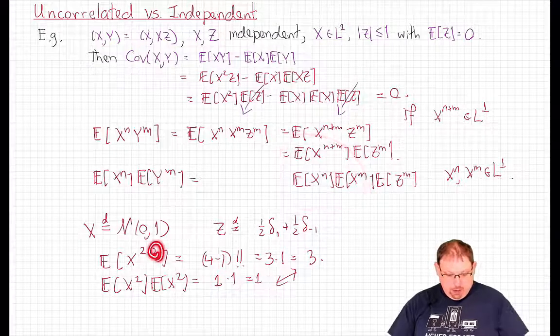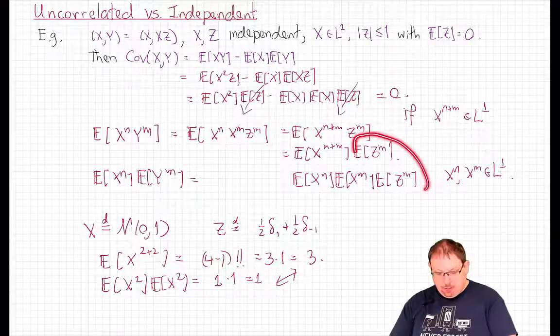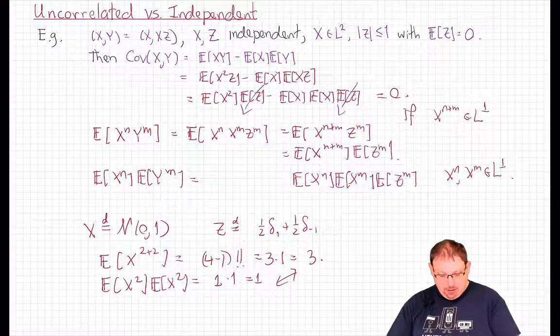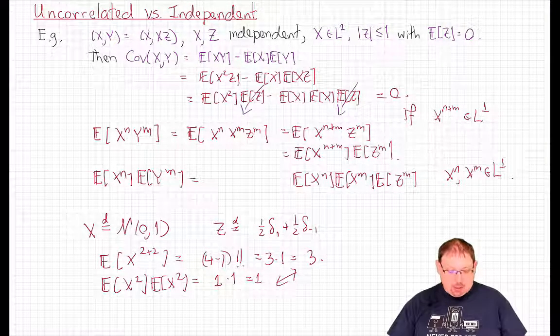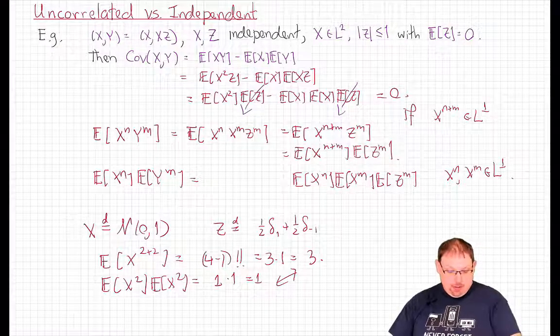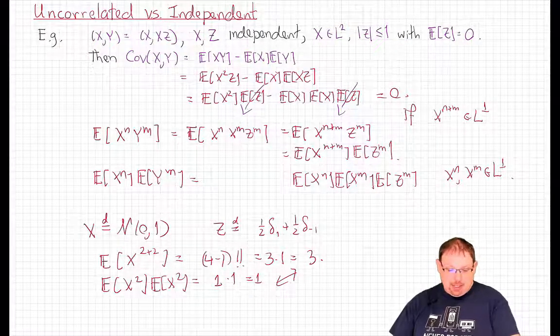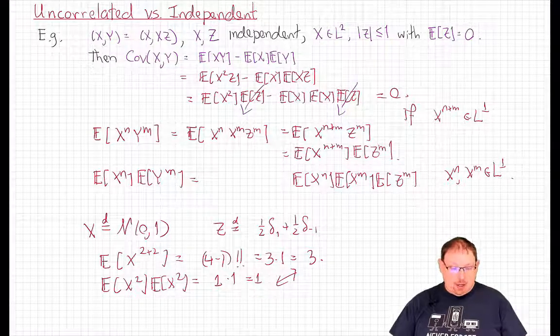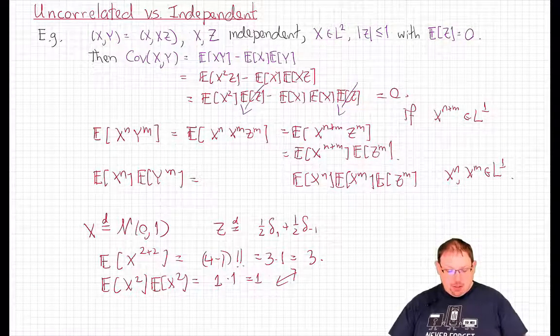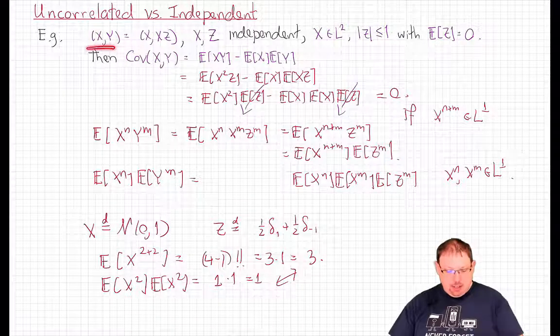But with m equal to 2 here, the expected value of z squared here is just 1, as you can check. And so this is an example, with x being a standard normal and z being a Rademacher. X and xz are not independent, even though they are uncorrelated. Let's emphasize this point one more time. How did this show that these two are not independent?